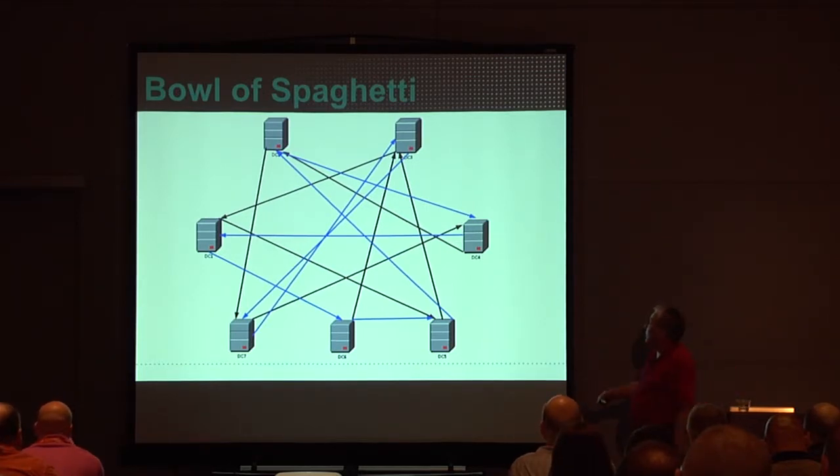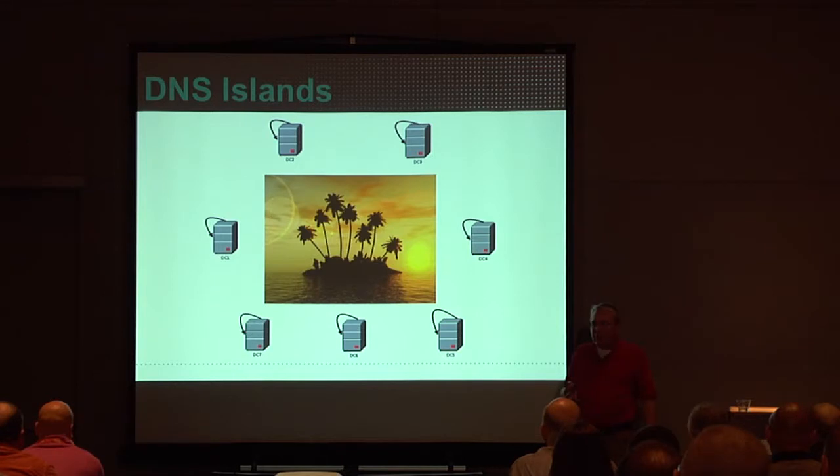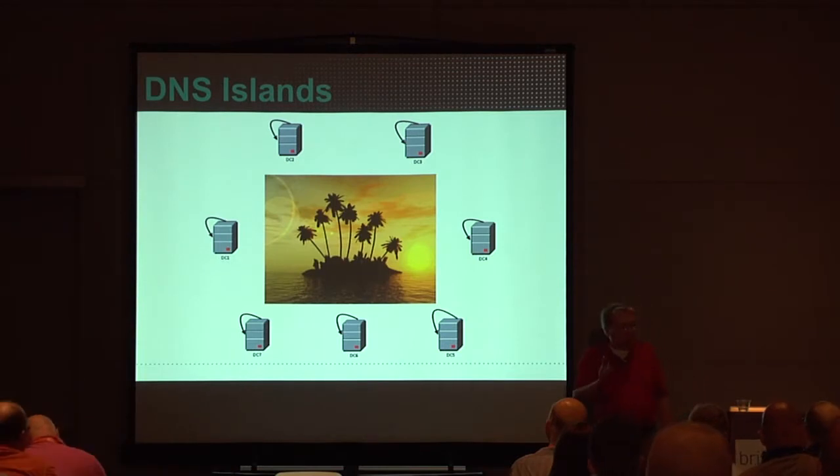The next way I find them are intentional DNS islands. That is where they have intentionally gone in and said, this domain controller will only look to itself for DNS and nowhere else. This is a fast way to break replication and break DNS. So how should it be done?